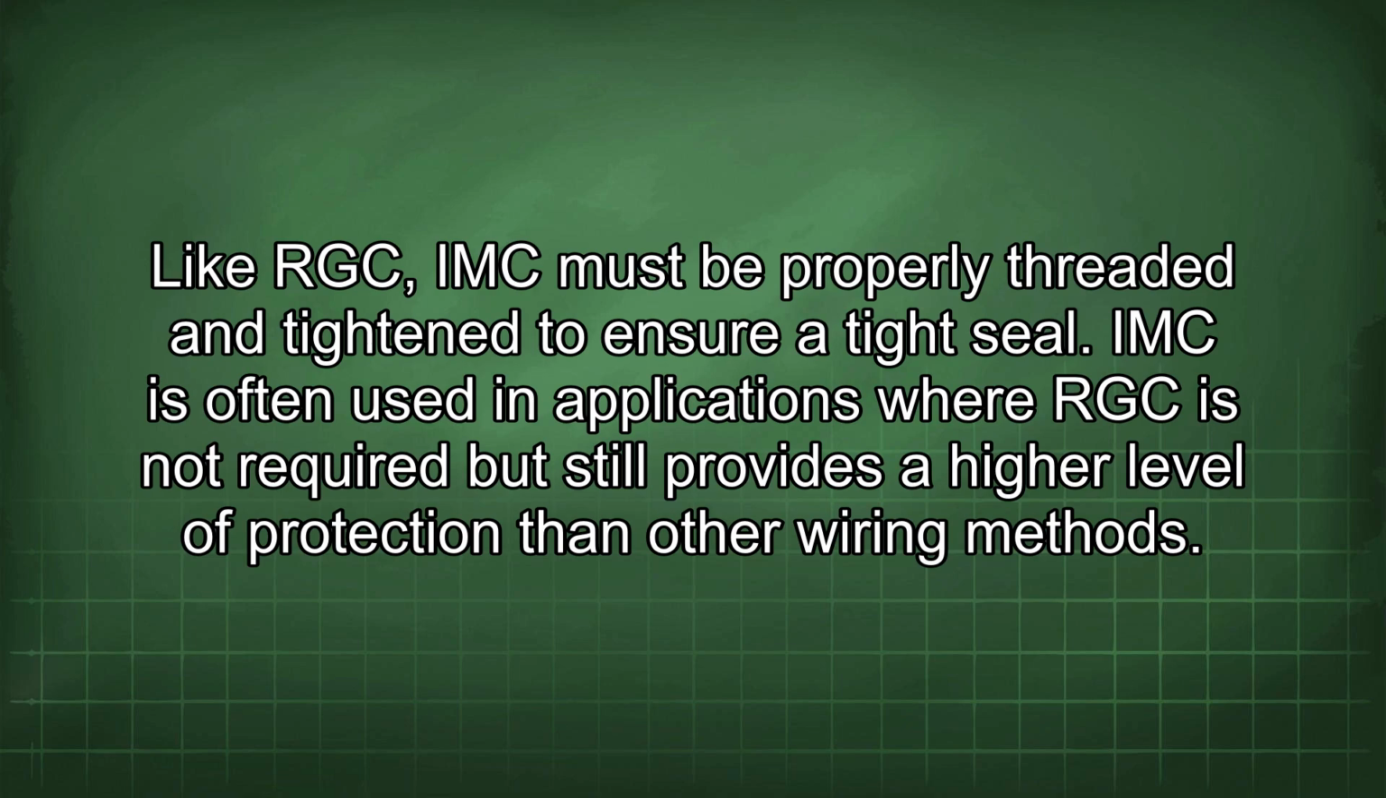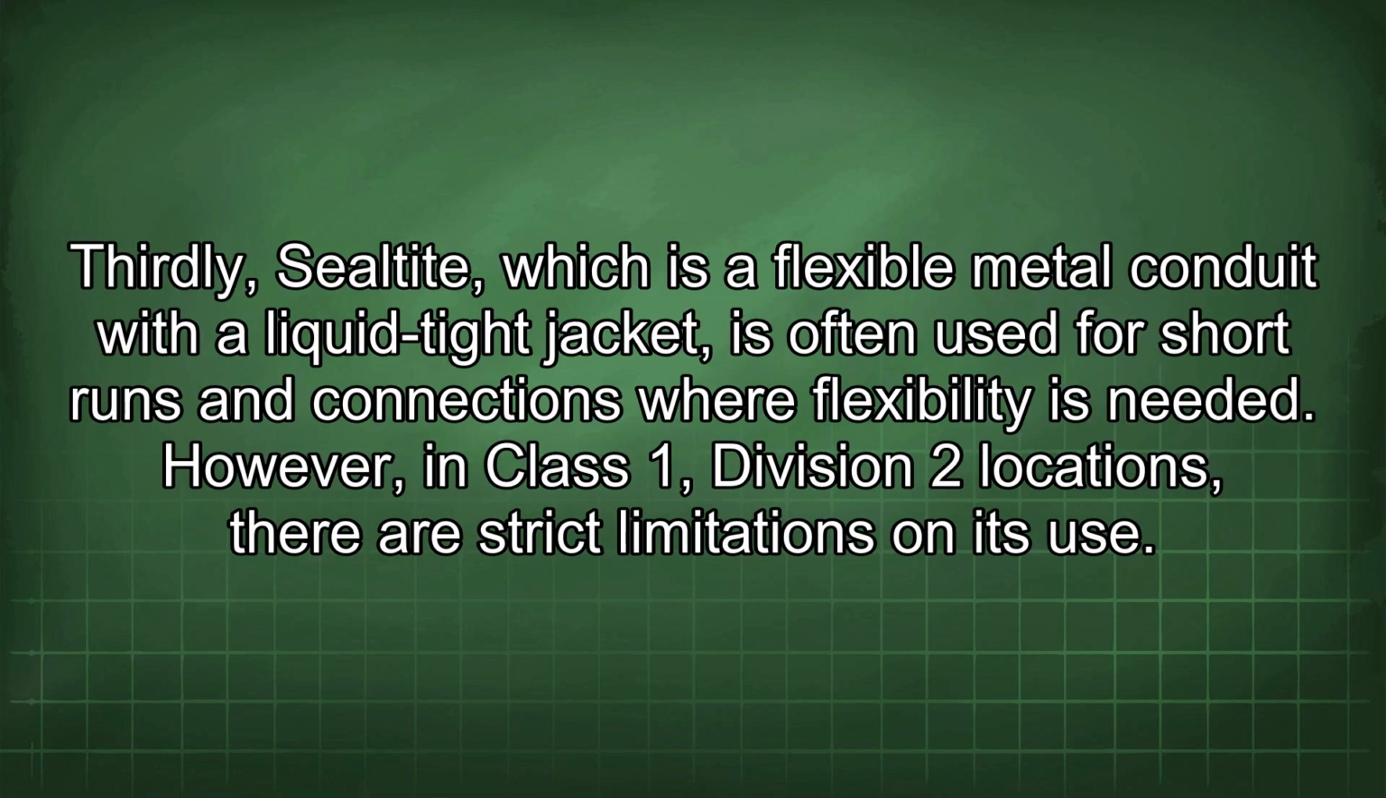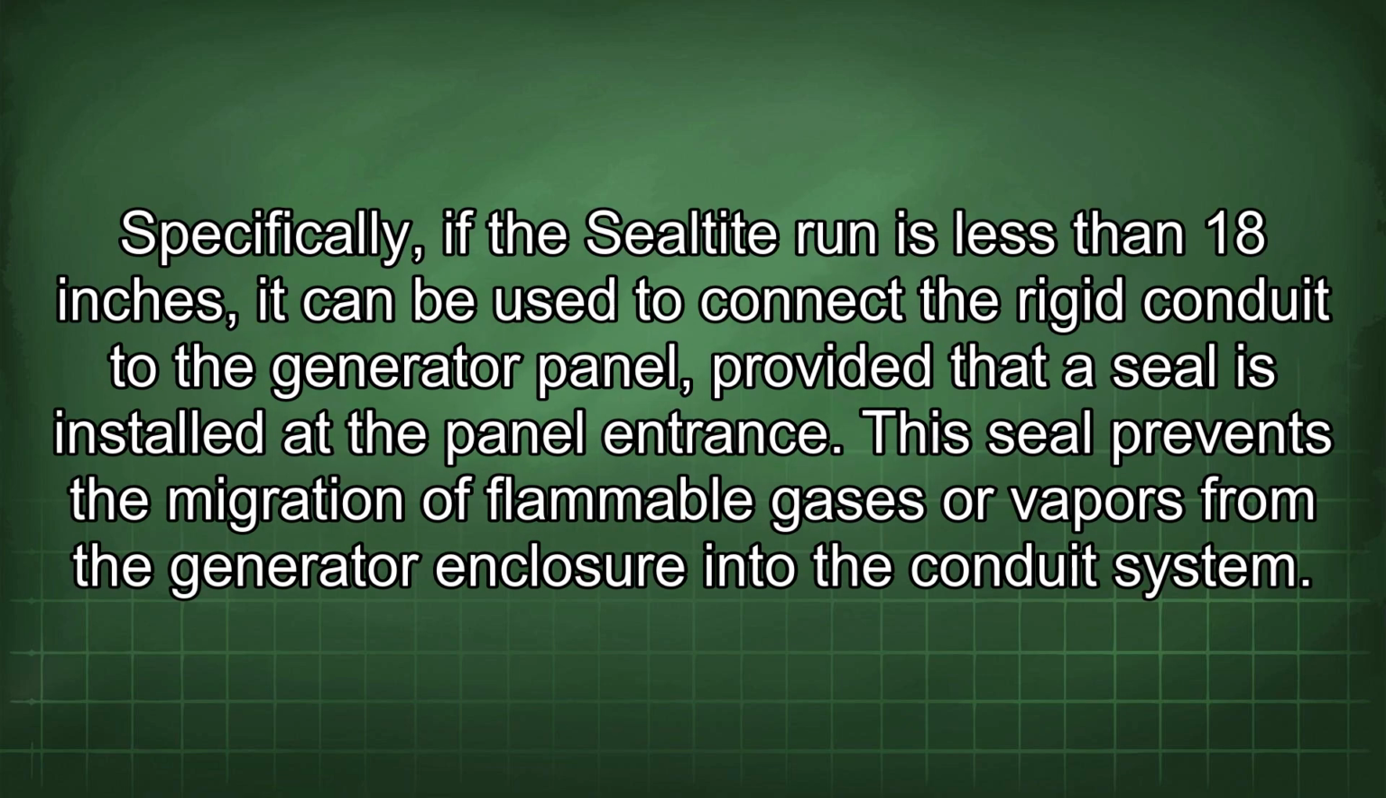IMC is often used in applications where RGC is not required but still provides a higher level of protection than other wiring methods. Thirdly, Sealtite, which is a flexible metal conduit with a liquid-tight jacket, is often used for short runs and connections where flexibility is needed. However, in Class 1, Division 2 locations, there are strict limitations on its use. Specifically, if the Sealtite run is less than 18 inches, it can be used to connect the rigid conduit to the generator panel, provided that a seal is installed at the panel entrance.